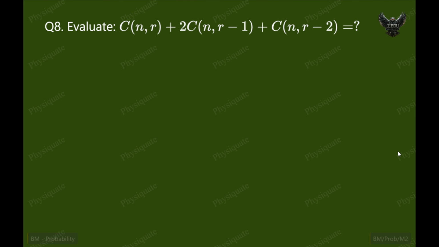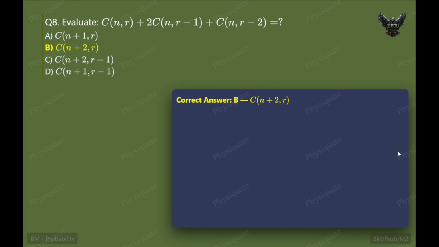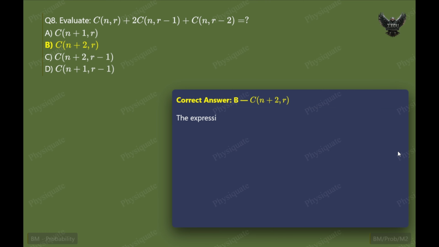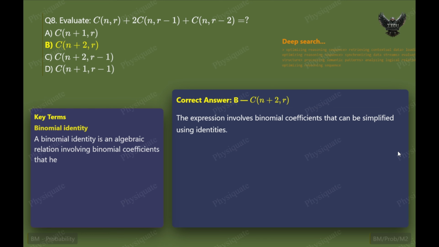Question 8. Evaluate C(n, r+2) + 2C(n, r-1) + C(n, r-2) equals. Correct answer is option B. The expression involves binomial coefficients that can be simplified using identities. Now let us consider binomial identity. A binomial identity is an algebraic relation involving binomial coefficients that helps simplify combinations using standard formulas.